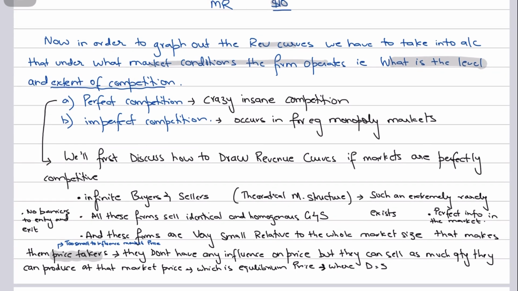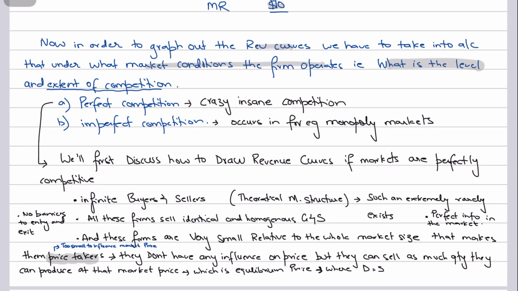So in perfect competition, remember, when the competition is perfect, it means that there's insane competition. How perfect it is, how many firms are there in a perfectly competitive market, is a subjective way of saying it. And remember that a perfectly competitive market is more of a theoretical structure, and it does not exist in practice. No market structure is 100% perfectly competitive. However, it's a good market structure to study and theoretically compare with other realistic market structures.